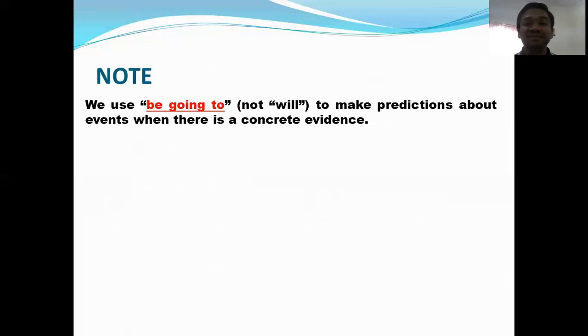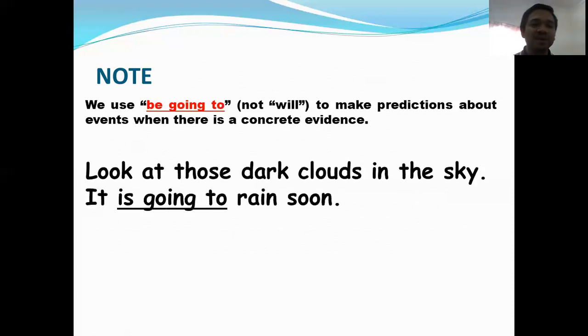Say, for example, you saw a car accident, and you might say, he is going to be hurt, or the driver or the passengers perhaps are going to be hurt. See, there is concrete evidence that there is a 99% chance that someone is getting hurt. That's concrete evidence. Example: look at those dark clouds in the sky. It is going to rain soon.